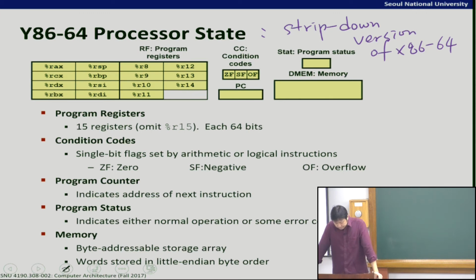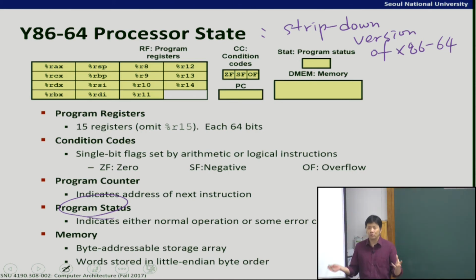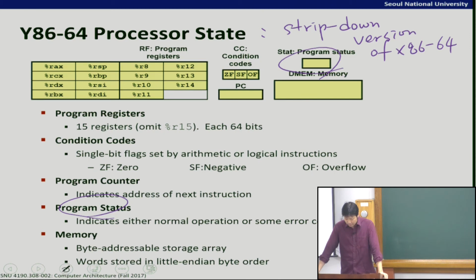And also the program status register. The program status register indicates either that everything is running okay, or that you have entered some special error state. Let's say you try to execute some instruction that's not defined, then it's an erroneous situation, and that information is placed in the program status register. And we also have memory. Memory is a byte-addressable storage array, and words are stored in little-endian byte order, because it's derived from x86-64, which is a little-endian architecture. That's the program state.